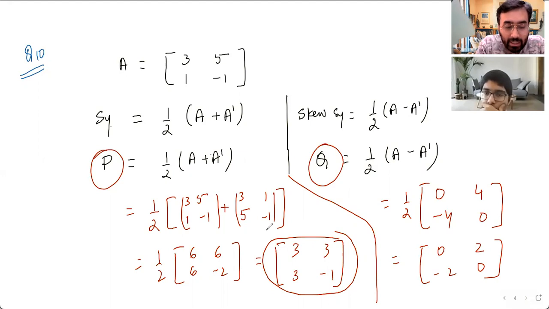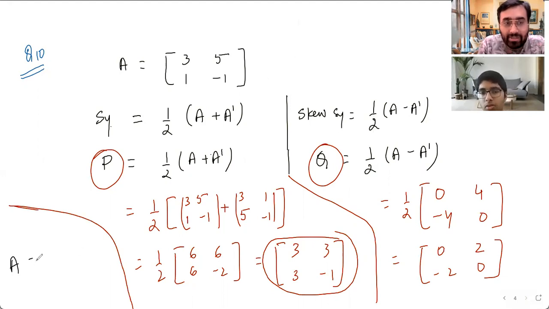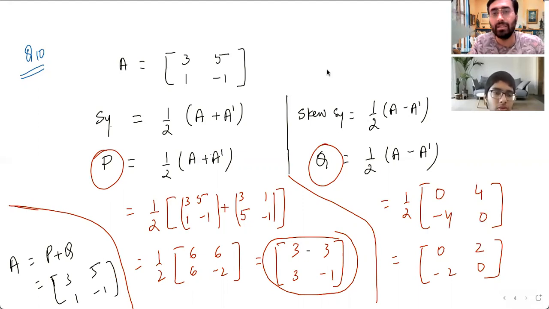And now what they are saying is to show the sum. The matrix A will be P plus Q. Got it? A is equal to P plus Q. When you add this P plus Q, you will get, 3 plus 0 will be 3, 3 and 2 will be 5, and this is 1, and this is minus 1. Understand?